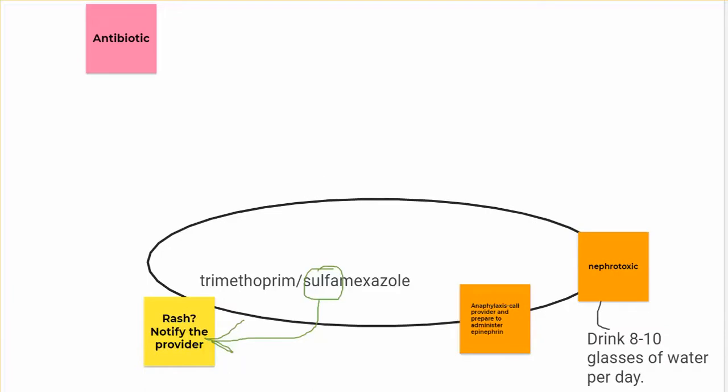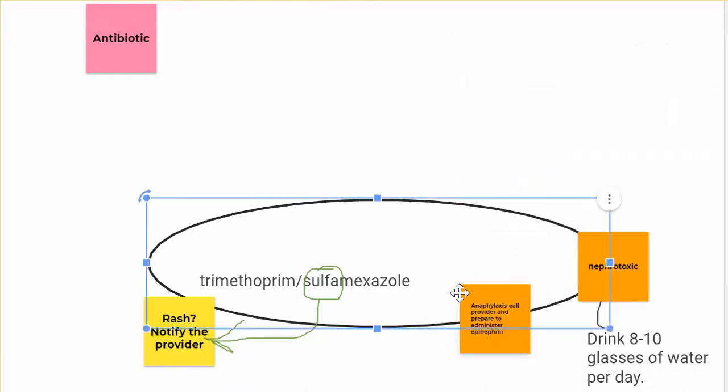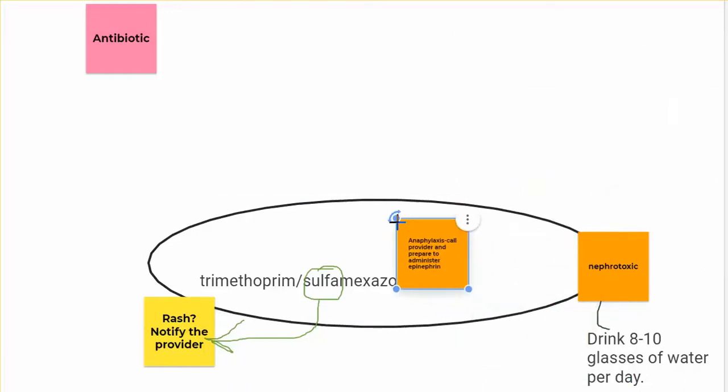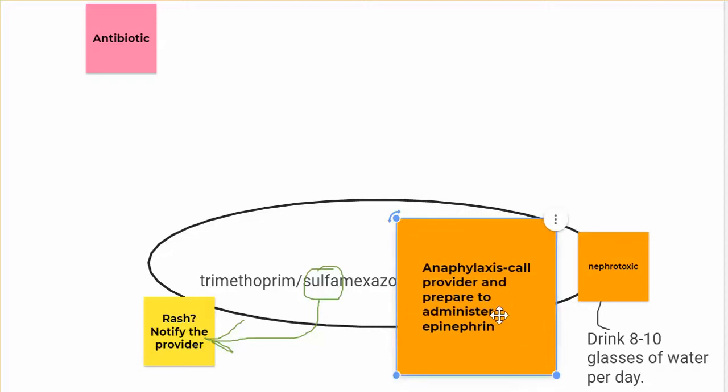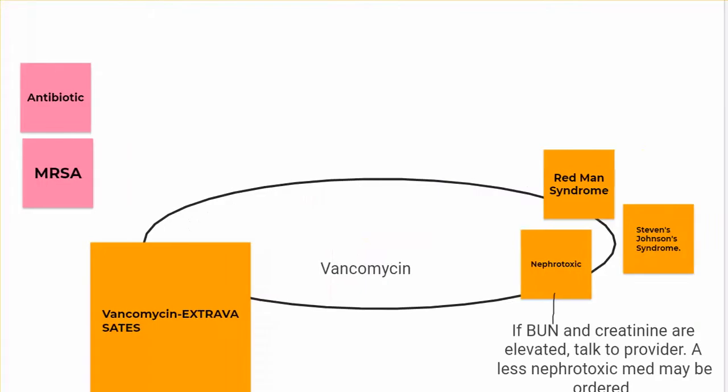Okay, then we've got trimethoprim and sulfamethoxazole. This is Bactrim or Septra. Still on the antibiotics here. If there's a rash, we would need to notify the provider. If there's anaphylaxis, it's still those same concepts. Call the provider and prepare to administer epinephrine, right? It can be nephrotoxic, so we want people to drink 8 to 10 glasses of water per day. Stay well hydrated. Vancomycin is another antibiotic that we talk about.